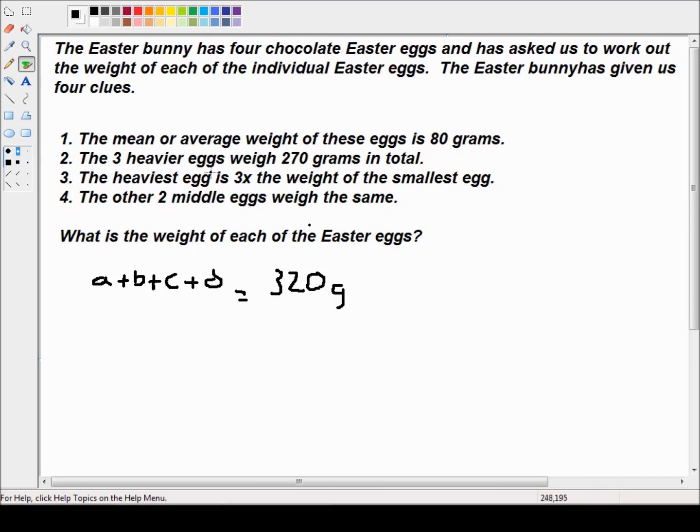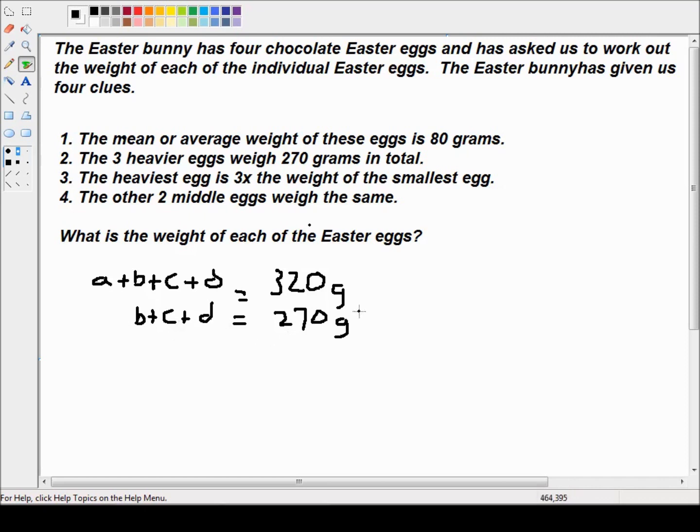Now we're told the 3 heavier eggs weigh 270 grams in total. So B plus C plus D is 270 grams. I've decided, it's purely arbitrary, that A, B, C and D are going to be in order of lightest to heaviest, with D being the heaviest. It didn't have to be that way. I could have used different letters of the alphabet, but it just seemed logical to me to make it A, B, C, D in order of heaviest.